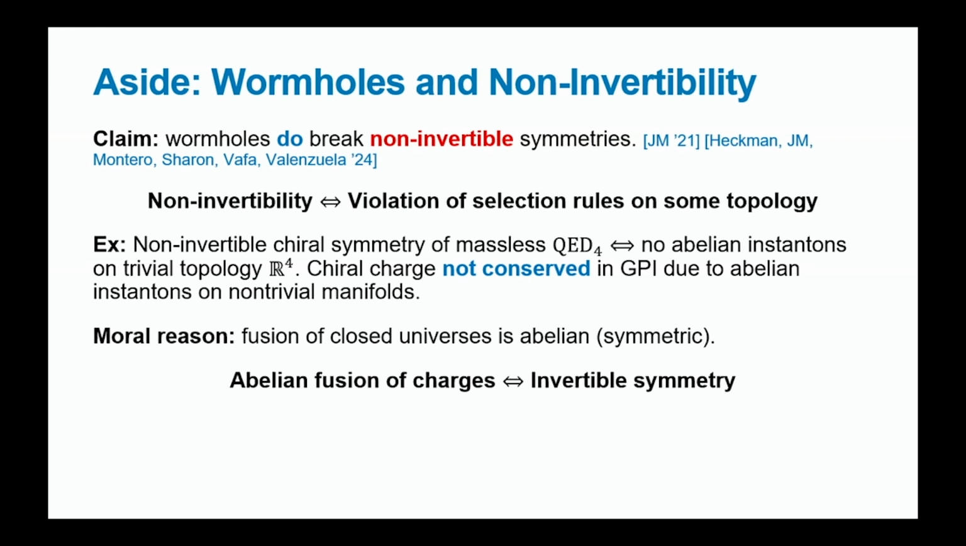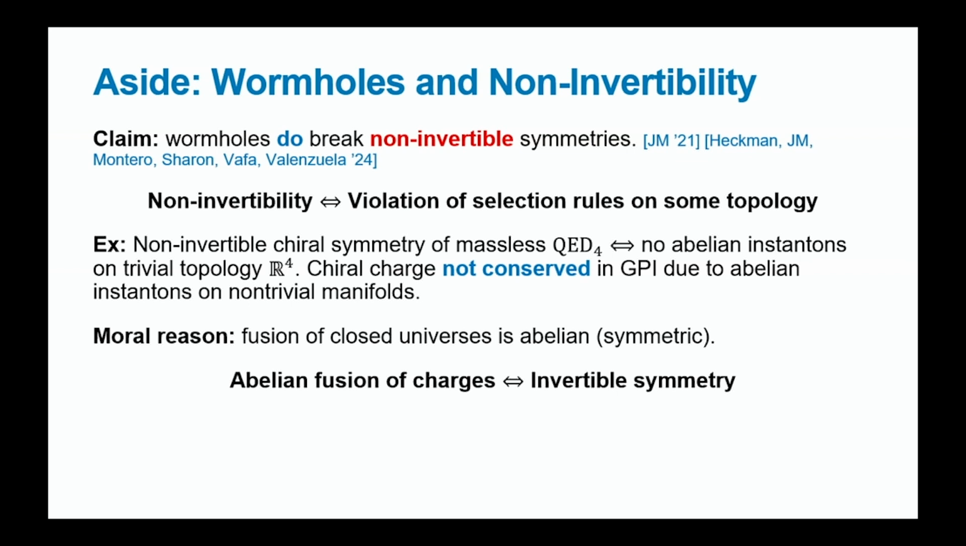To give you an example, consider the non-invertible chiral symmetry of massless QED. The existence of this symmetry corresponds to the fact that there are no abelian instantons on R4. So the chiral charge is conserved on R4. But in a gravitational path integral where you sum over 4-manifolds, the charge will not be conserved because you can have abelian instantons.